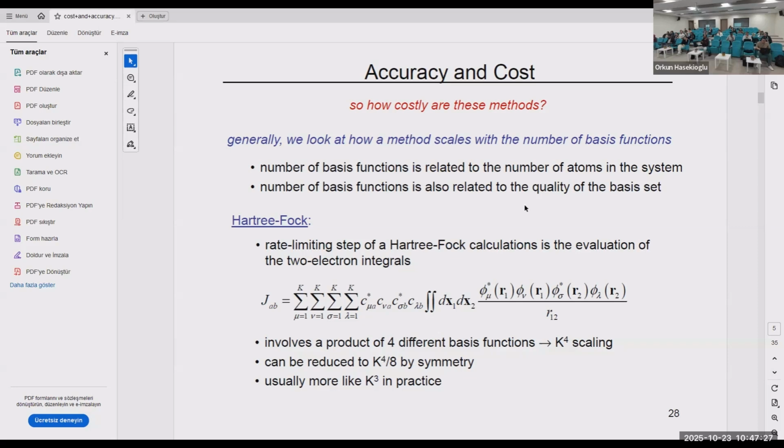Hartree-Fock. The rate limiting step of a Hartree-Fock calculation is the evaluation of the two electron integrals. As you can see here, it's really the rate limiting step, and it involves a product of 4 different basis functions. We call it K^4 scaling, which can be reduced to K^4 divided by 8 by symmetry, usually more than K^3 in practice.